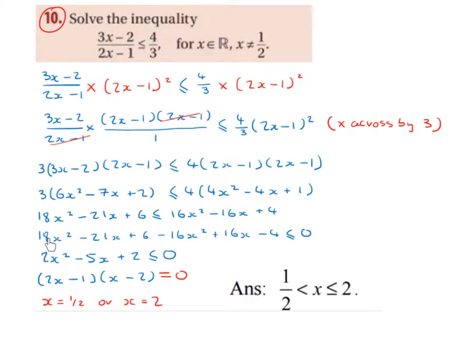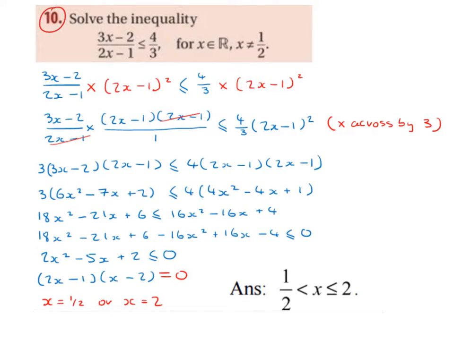Now we need to bring everything over to the same side. The 18x², the −21x, and the +6 stay where they are. The 16x² goes over the inequality sign and becomes −16x². The −16x becomes +16x. The +4 becomes −4, and we are left with less than or equal to 0. Then we simplify: 18x² − 16x² is 2x², −21x + 16x is −5x, and 6 − 4 is 2. So 2x² − 5x + 2 ≤ 0.